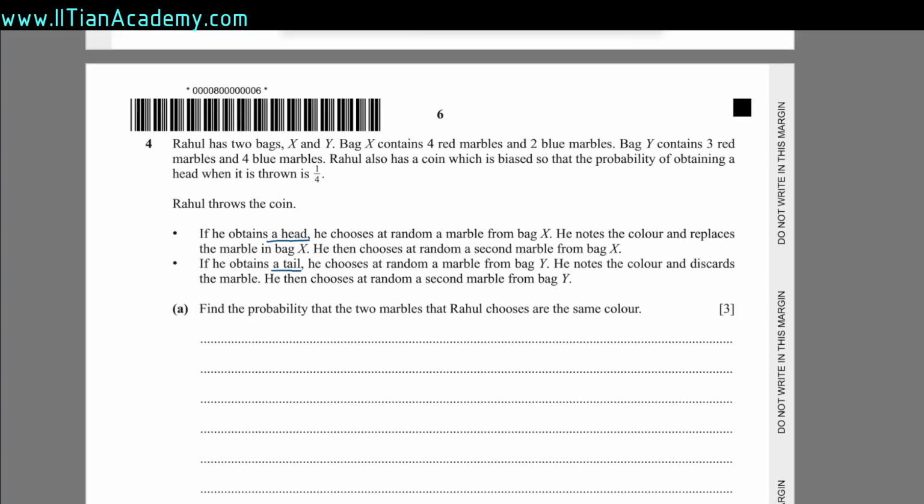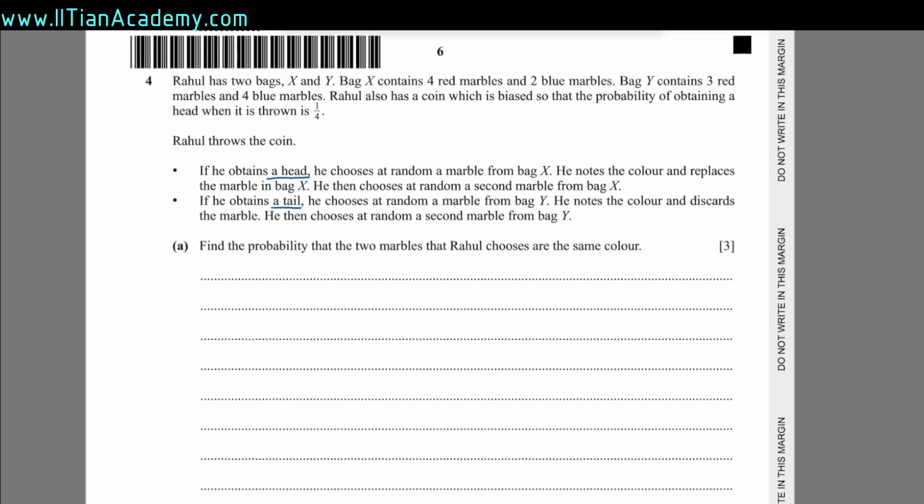So for this, the easiest way we can visualize what is happening here is through a tree diagram. So the first case is that we can either get a head or a tail. We're given that the probability of getting a head is 1 over 4, and therefore the probability of a tail is going to be 3 over 4. And then we're told that if we look at his first bullet point, if he throws a head, then he will go to bag 1, so bag X I mean, so this is bag X.